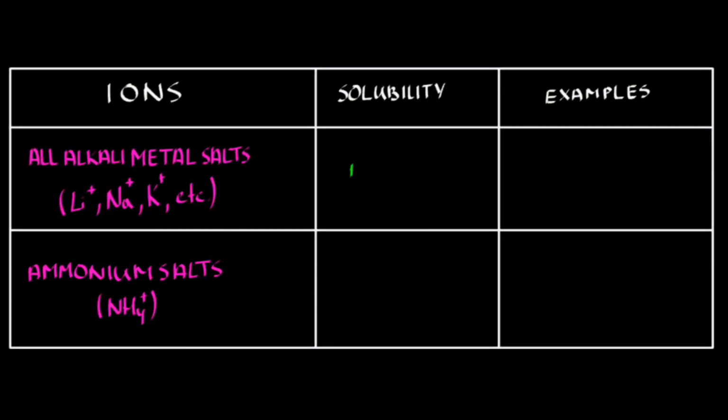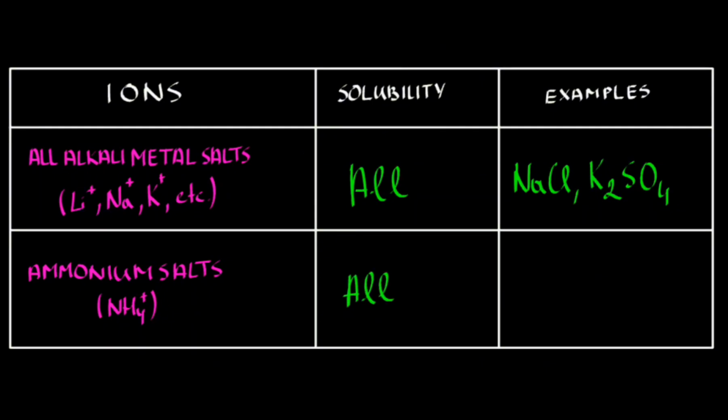All alkali metal salts are soluble. So for example, sodium chloride or potassium sulfate. And all ammonium salts are also soluble. So for example, ammonium nitrate and ammonium chloride.